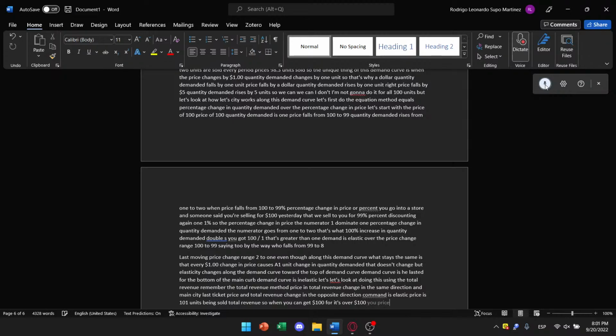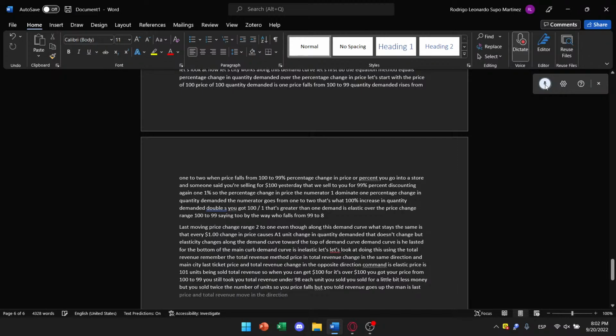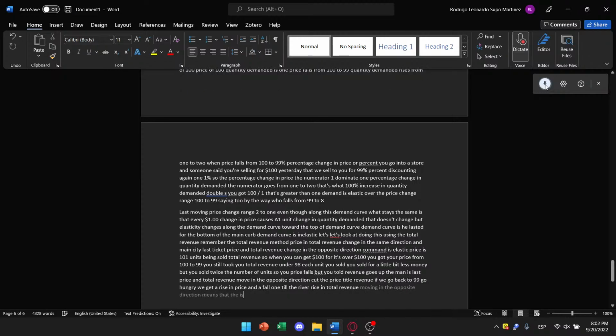You cut your price from 100 to 99. You sell 2 units. What's your total revenue? 198. Each unit you sold for a little bit less money, but you sold twice the number of units. So your price falls, but your total revenue goes up. Demand is elastic. Price and total revenue move in the opposite direction. Cut price, higher total revenue. If we go back from 99 to 100, we get a rise in price and a fall in total revenue. Price and total revenue moving in the opposite direction means that demand is elastic over that price change.